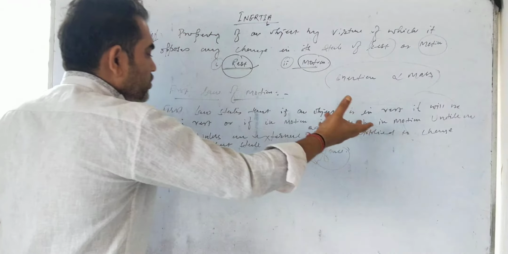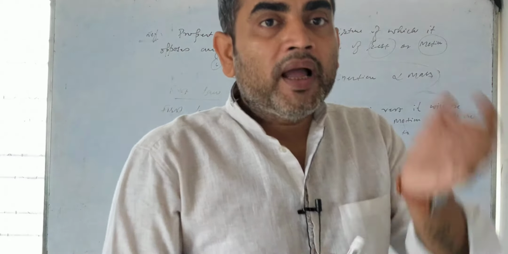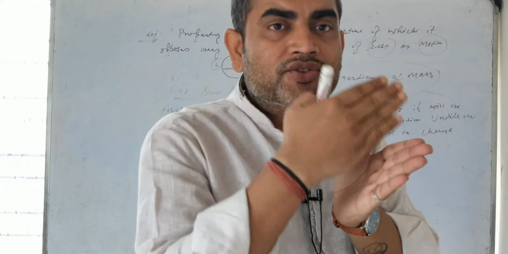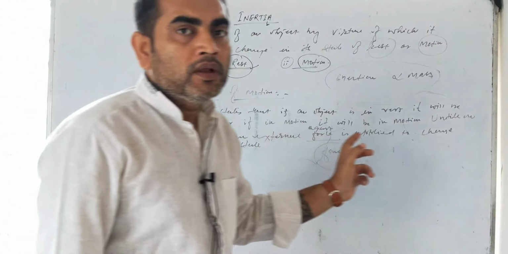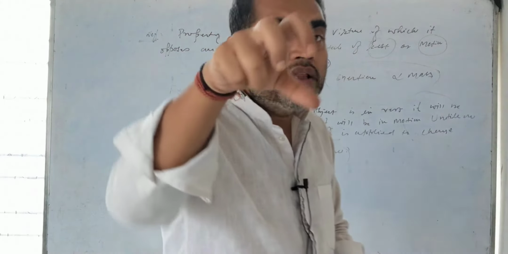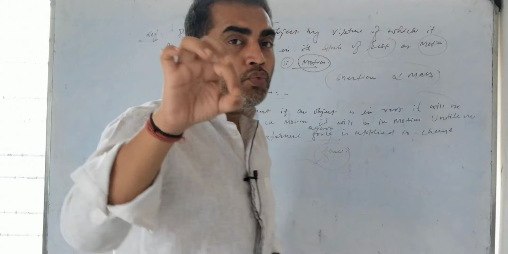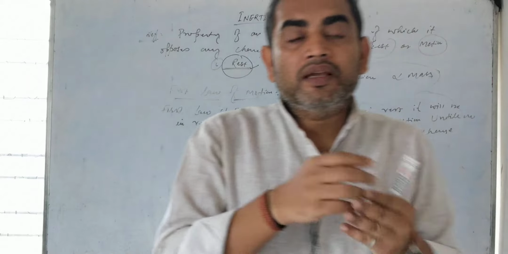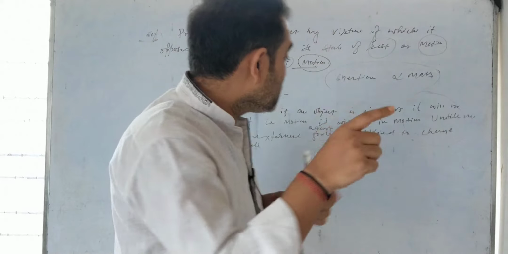And the second part states that this state of rest and motion can be changed by applying an external agent. That means by the application of the external agent, the state of rest or motion is changed. That means this external agent is nothing but force. Because what is the definition of force? Force is a cause which, when applied on an object, changes or tries to change the state of rest or motion of an object. That means it changes the motion of an object.